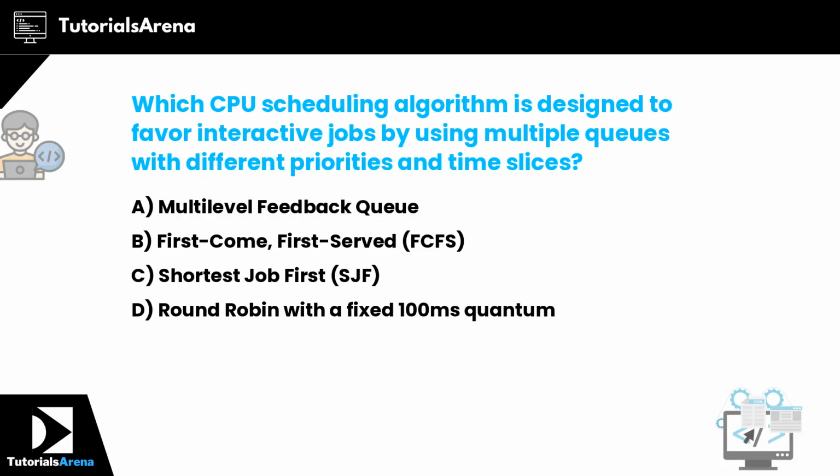Which CPU scheduling algorithm is designed to favor interactive jobs by using multiple queues with different priorities and time slices? The correct answer is option A, multi-level feedback queue.